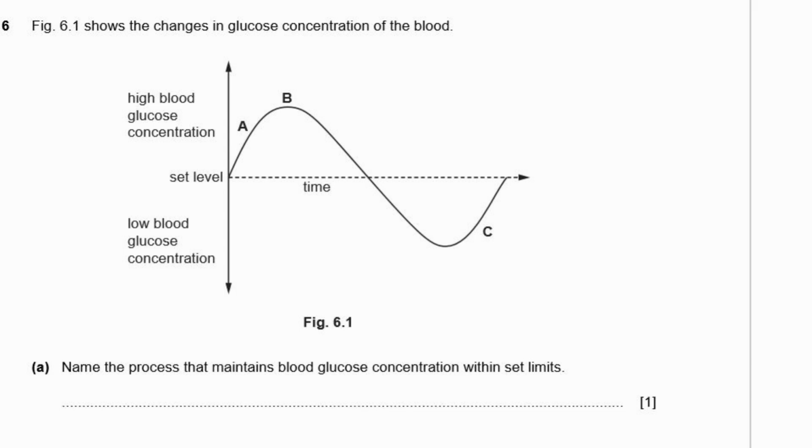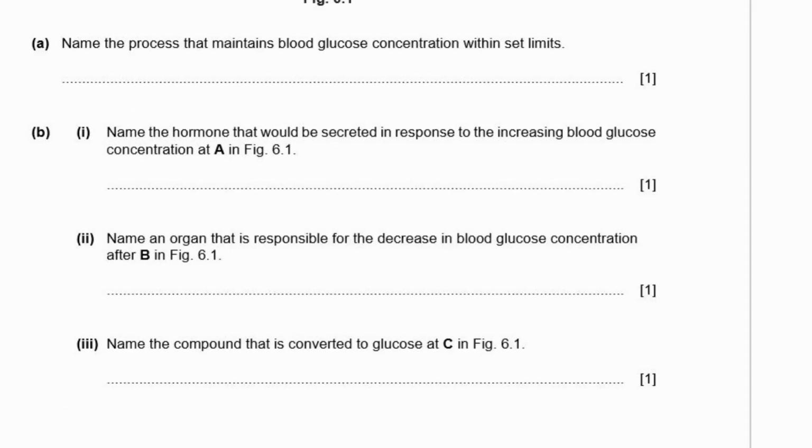Question 6. Figure 6.1 shows the changes in glucose concentration of the blood. As time goes on, the glucose concentration gets high, and then it goes low, then it goes higher, back to normal, then it'll go high, then low, then high. It never goes flat, exactly where it should be. A. Name the process that maintains blood glucose concentration within set limits. That is homeostasis.